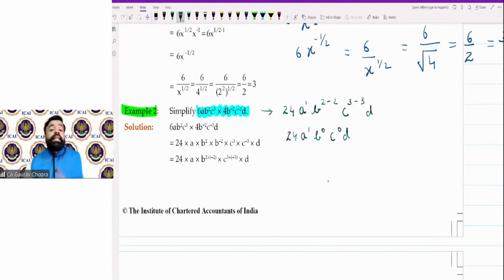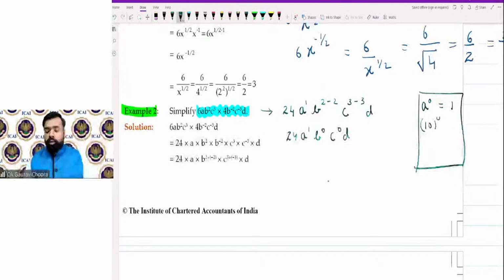24, a to the power of 1, b to the power of 0, c to the power of 0, and then d. Now, anything to the power of 0 is equal to 1. So if we write a to the power of 0, the result is 1. 10 to the power of 0, the result is 1. 5,000 to the power of 0, the result is 1. So anything to the power of 0 is equal to 1. So what is left? 24AD. This is the final result.